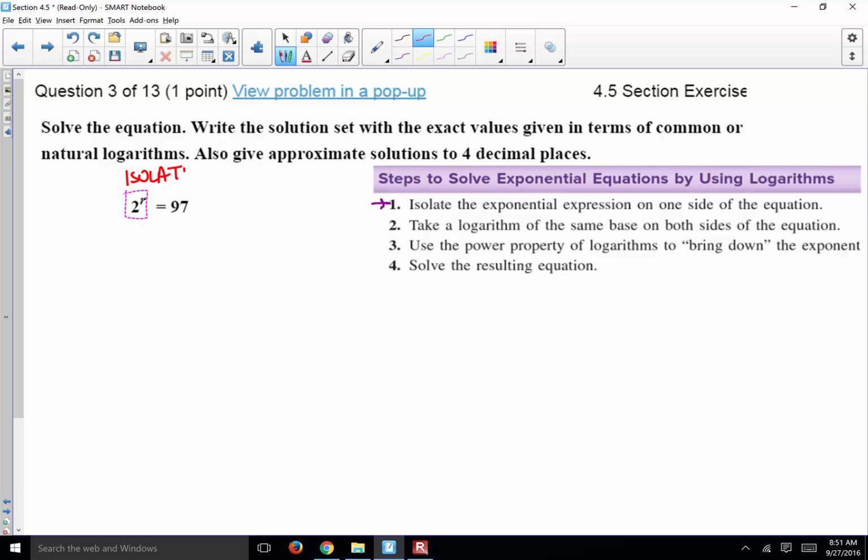Isolate means that on the left side there should not be anything around 2 to the r. Like if you have a number in front, or added another number afterwards, you need to take care of them. Do you see anything around 2 to the r? No, it's already been isolated for us. So step 1 is done.